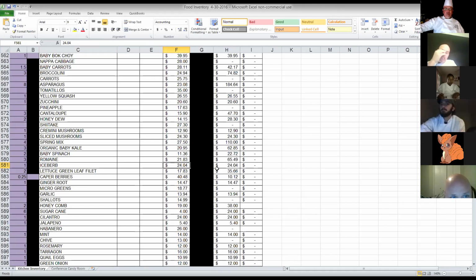So iceberg is 2404 a case. Divide that by 24, that's how much one head costs. Now picture in your mind how much one head weighs, maybe 10 ounces? So 2404 divided by 24 is about a dollar a head. Dollar divided by 10, that's how much 1 ounce will cost you. Now, how much are you going to have in your hamburger? 1 to 2 ounces of lettuce. I change it to like a half ounce. Okay, so a half ounce would be like one small little leaf.